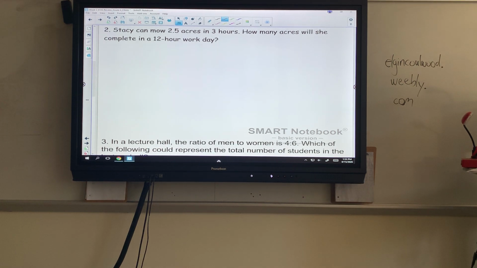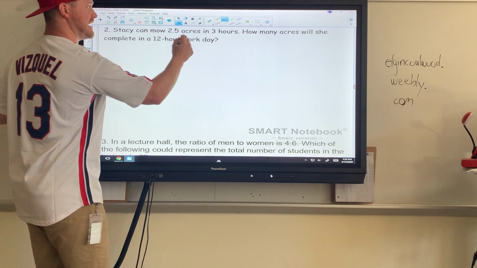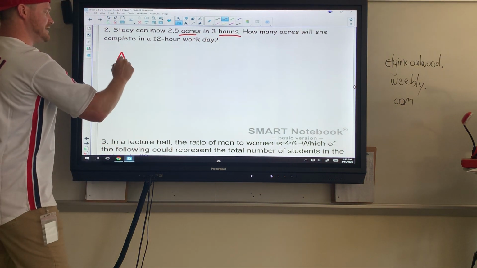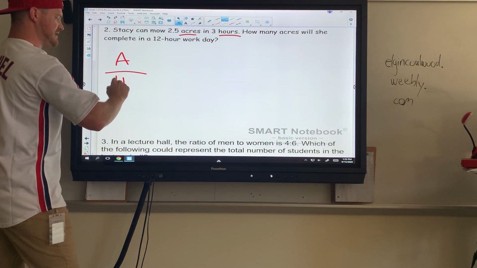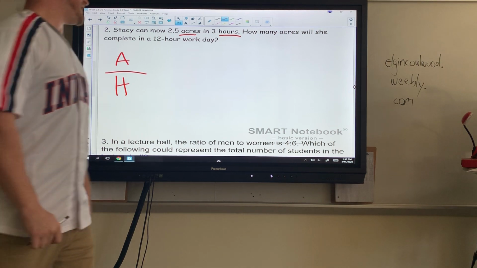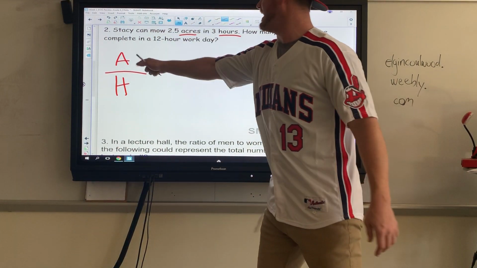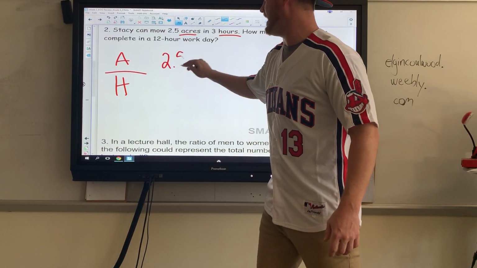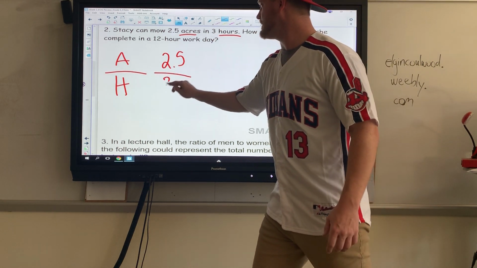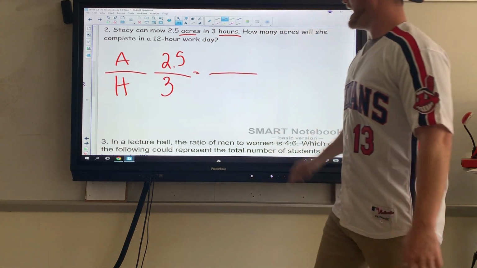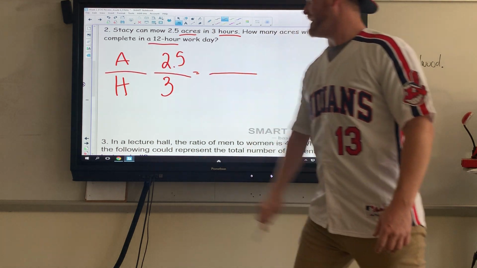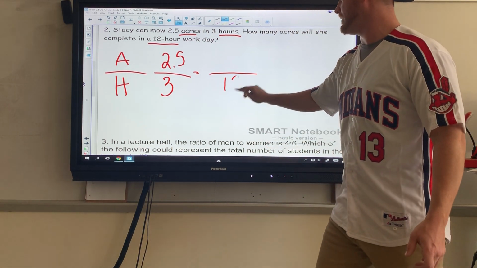Number 2, Stacy can mow 2.5 acres in 3 hours. How many acres will she complete in a 12-hour workday? Well, the ticket, we're comparing acres to hours. So I'll just use A over H. If you want to write it out, that's fine. Plug in the correct values. How many acres? Well, we have 2.5 for every 3 hours. How many acres would be mowed in 12 hours? It's hours, so the 12 is going to be on bottom.